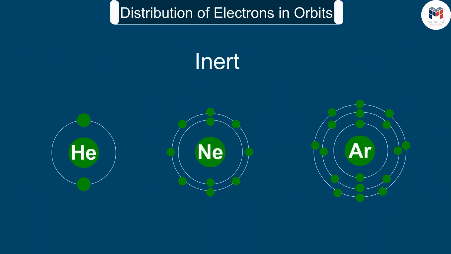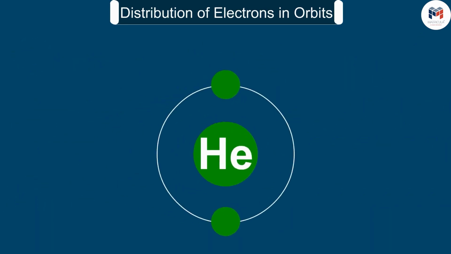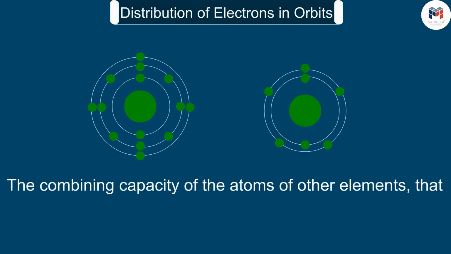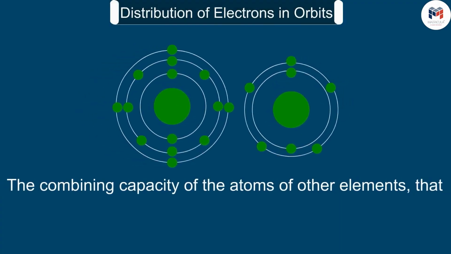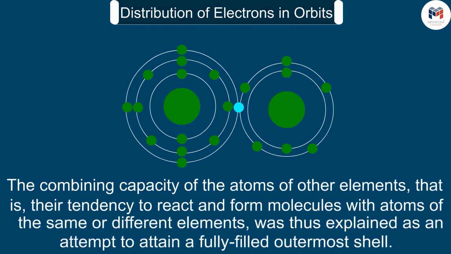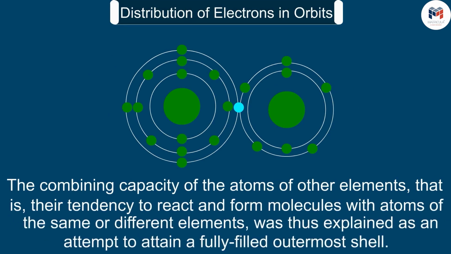Of these inert elements, the helium atom has 2 electrons in its outermost shell, and all other elements have atoms with 8 electrons in the outermost shell. The combining capacity of the atoms of other elements, that is, their tendency to react and form molecules with atoms of the same or different elements, was thus explained as an attempt to attain a fully filled outermost shell.